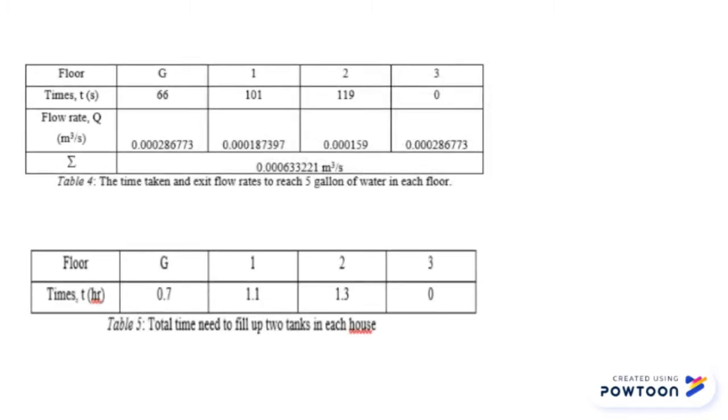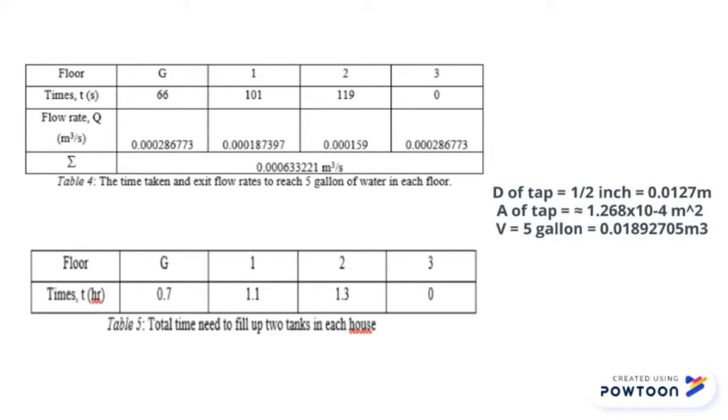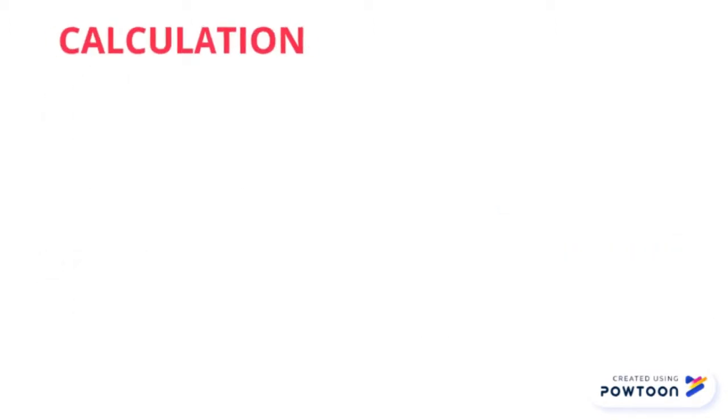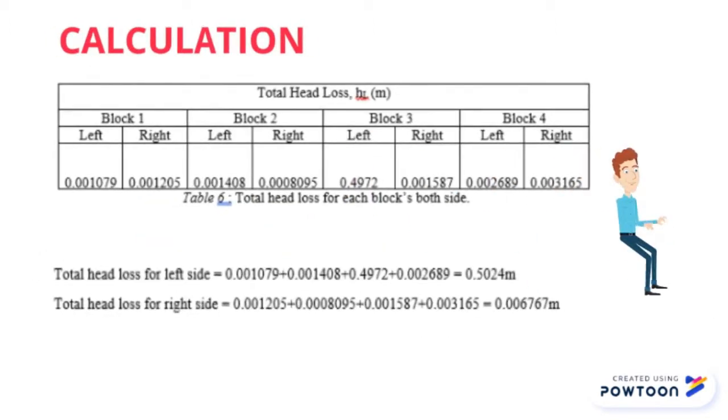Table 4 shows the time taken and exit rates to reach 5 gallons of water on each floor, while Table 5 shows the total time needed to fill up the 2 tanks in each house, provided with assumptions. Calculation. Table 6 shows the total head loss for each block's side. The total head loss for the left side is 0.5024 meter, while the total head loss for the right side.